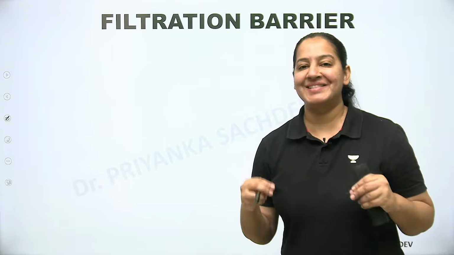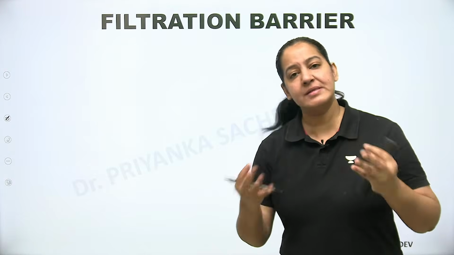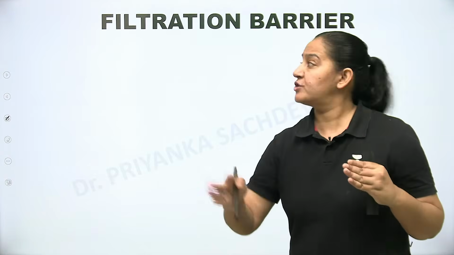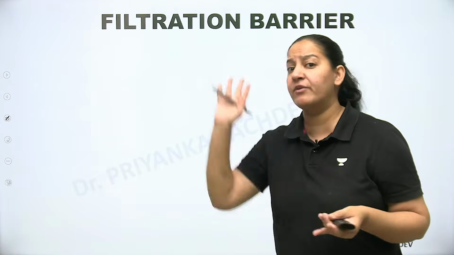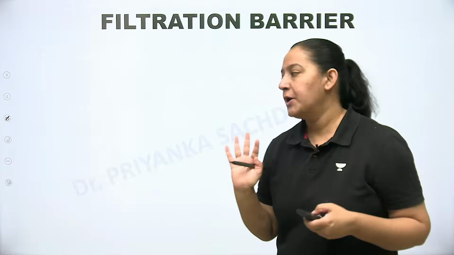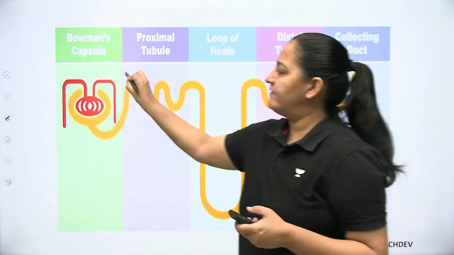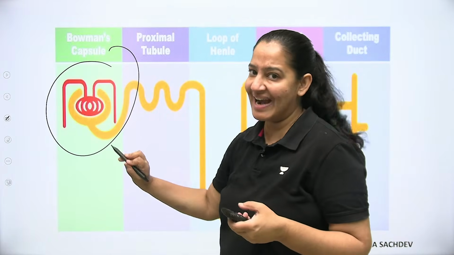Now, before understanding glomerulonephritis, what is glomerulonephritis? It is the inflammation of the filtration barrier inside the glomerulus. So you must ask me, ma'am, what is this filtration barrier inside the glomerulus? Okay, so look at this diagram. I will zoom this portion for you. You can understand this diagram.